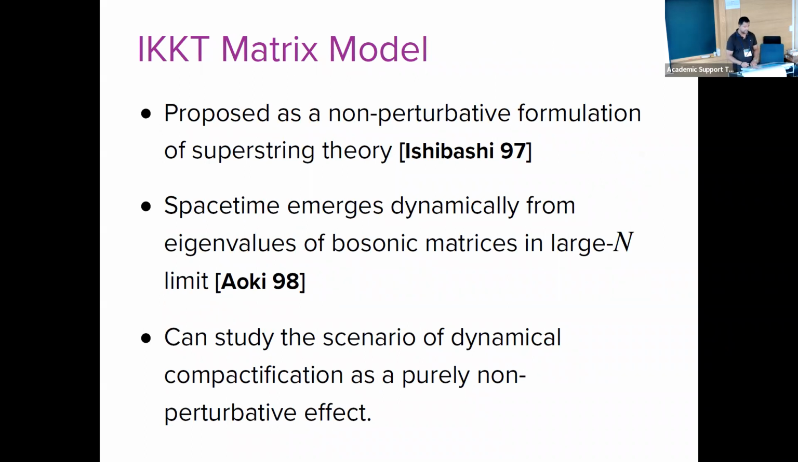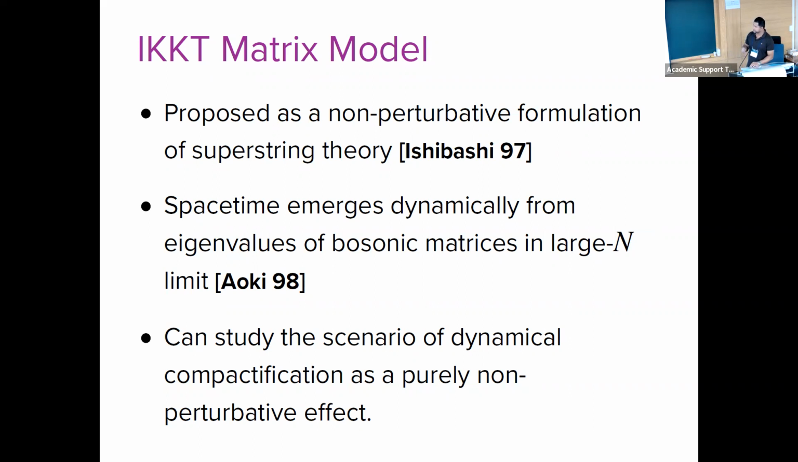Okay, so let's go to the IKKT matrix model, the main theme of this. We are applying the complex Langevin method to the IKKT matrix model. Let me give you a brief introduction of this model. It was proposed as a non-perturbative formulation of superstring theory in this paper. There are four authors, IKKT; I just took the first name. It is also known as the type IIB matrix model. In this paper, it was shown that space-time emerges dynamically from the eigenvalues of bosonic matrices in the large n limit.